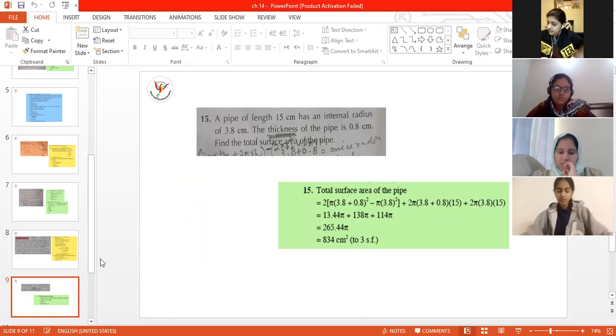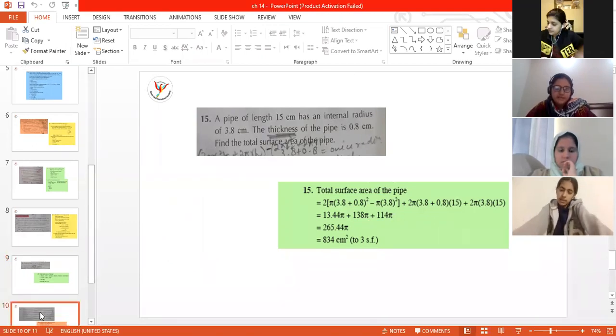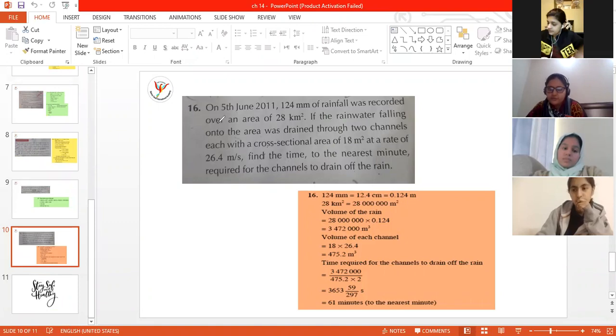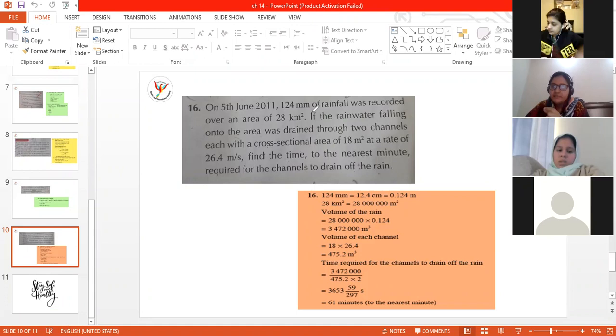Okay. Now come towards question number 16. Question number 16 is on 5th June 2011. On 5th June 2011, 124 millimeter of rainfall was recorded over an area of 28 kilometers square. The total rainfall which covered the area is 28 kilometers square, and the rainfall recorded was 124 millimeter.